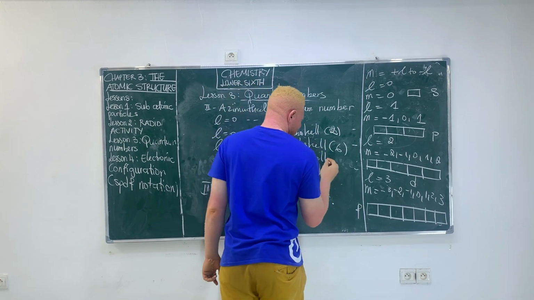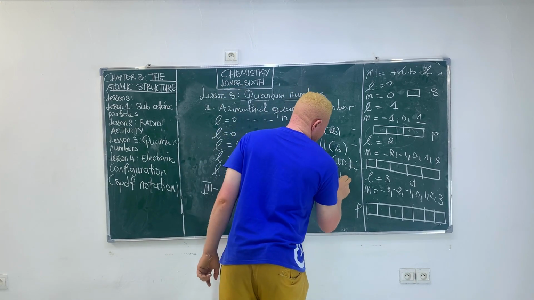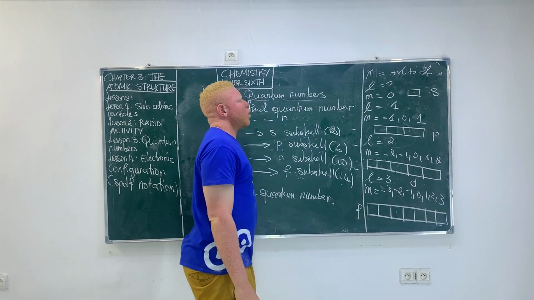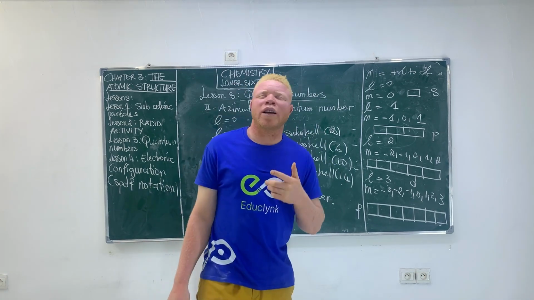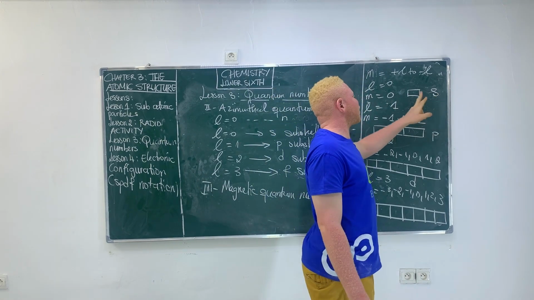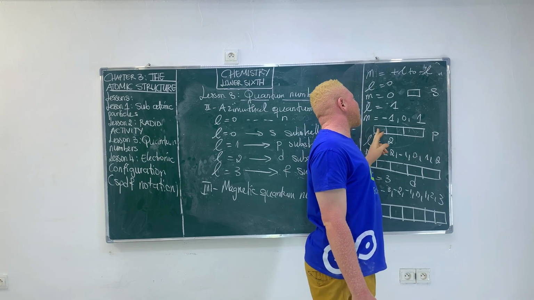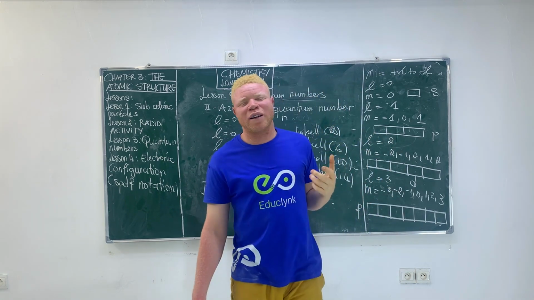The D subshell takes a total of 10. The F takes a total of 14. Why? Because each quantum case takes a total of 2 electrons. But for m equals 0, only the S subshell will carry those 2 electrons. Then if here there are 3 boxes, and each box carries 2 electrons.